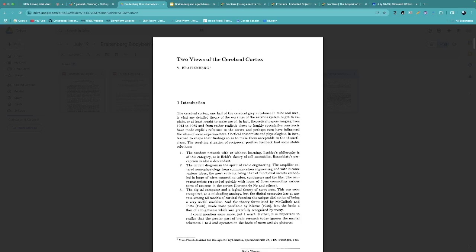3, the digital computer and a logical theory of nerve nets. This was soon recognized as a misleading analogy, though the digital computer has, among all models of cortical function, the unique distinction of being a very useful machine. And the theory formulated by McCulloch and Pitts, made more palatable by Kleene, lent the brain a fashionable mightiness which was gratefully recognized by many.